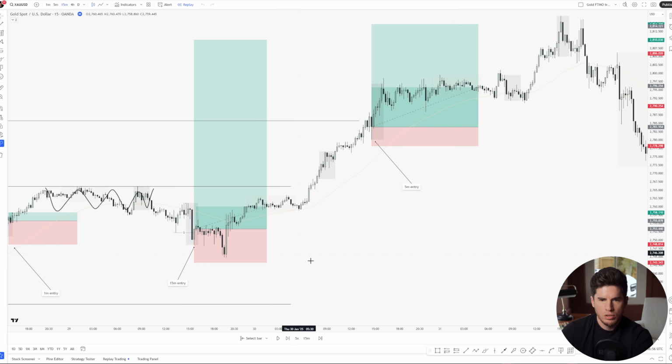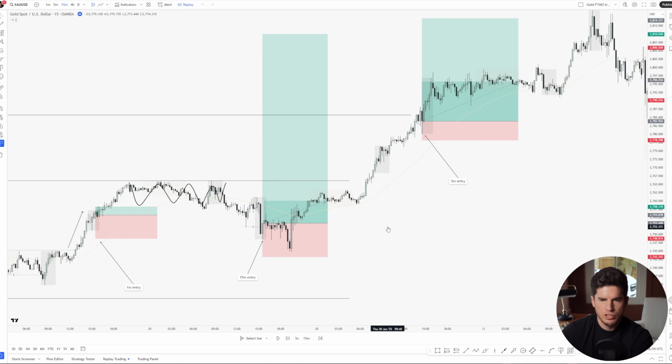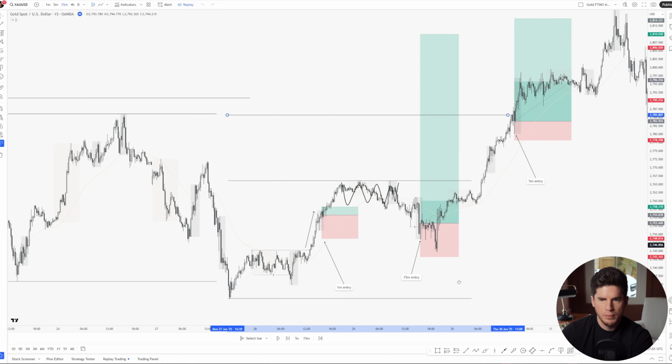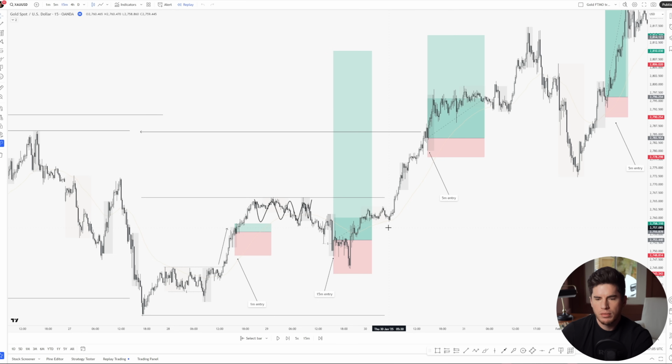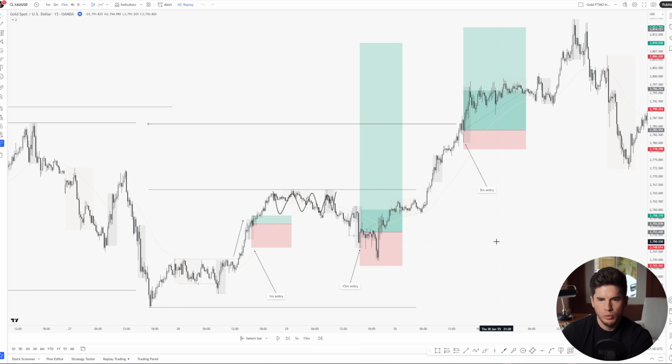Right? So the next day we break out of this 4-hour range. We actually take these highs as well, and in a very impulsive nature from Thursday morning up until New York, we are very impulsive.